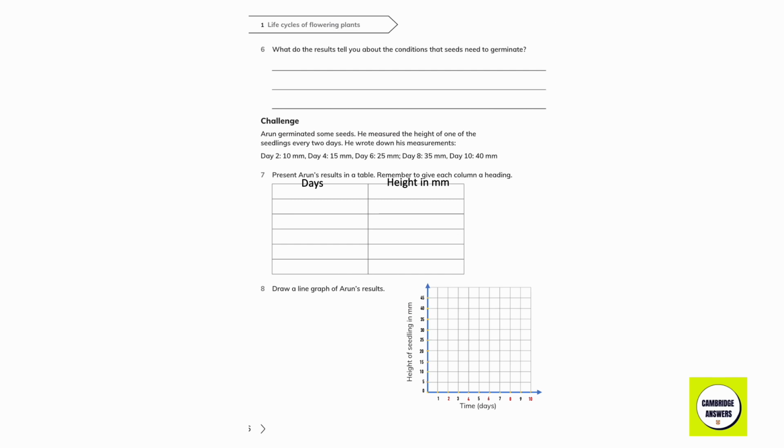What do the results tell you about the conditions that seeds need to germinate? Seeds don't need light for germination, but they do need moisture and warmth. Arun germinated some seeds. He measured the height of one of the seedlings every 2 days. He wrote down his measurements. Day 2, 10 mm, day 4, 15, day 6, 25, day 8, 35, day 10, 40.